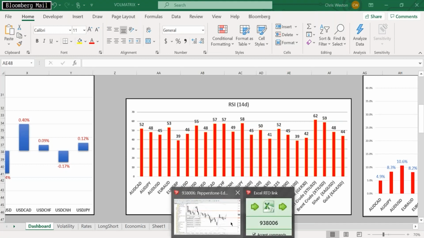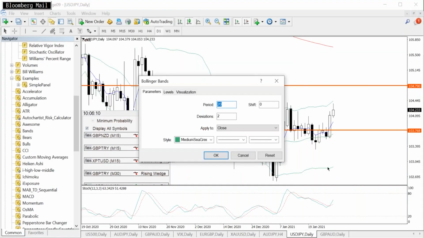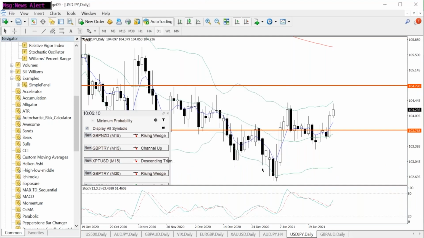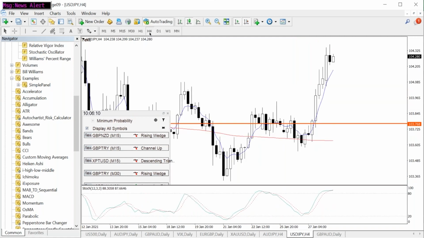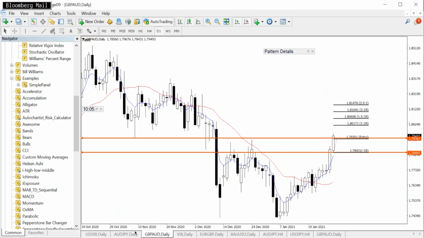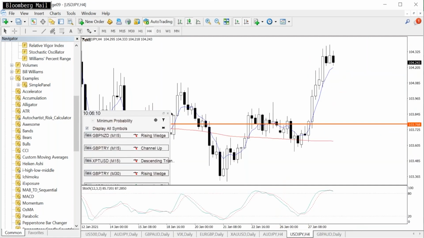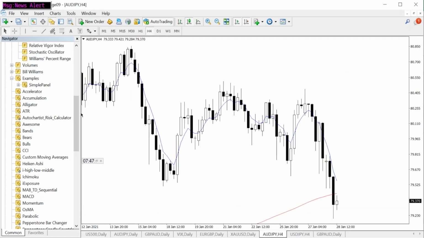Let's have a look at the chart and see how this is trading. So this is going to be like a mean reversion strategy that I want to employ. Now let's bring up a clean chart here.